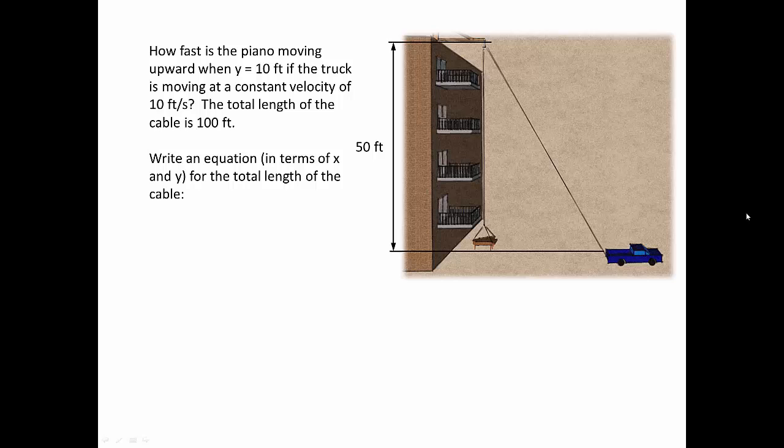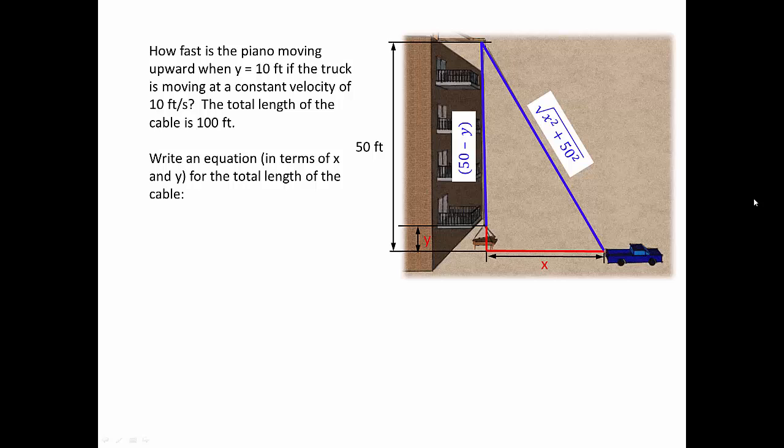To write an equation for the length of the cable, we need to look at what the x position and the y position is for our cable. We'll define this distance as y and this distance as x. With those defined, we can write our total length equation. The first portion of our cable, the vertical portion, is simply 50 feet minus y. The angled portion of our length we can find using the Pythagorean theorem. It is the square root of x squared plus 50 squared.